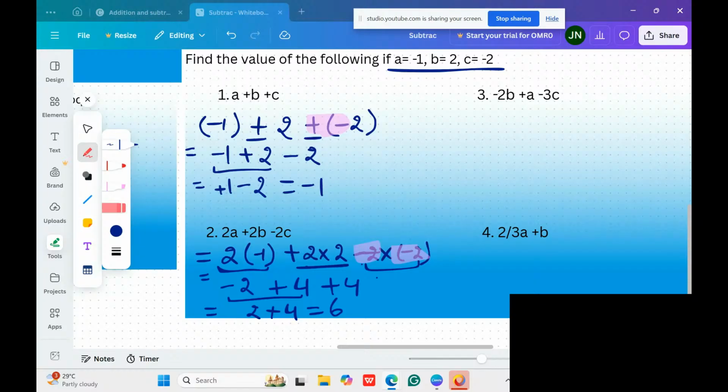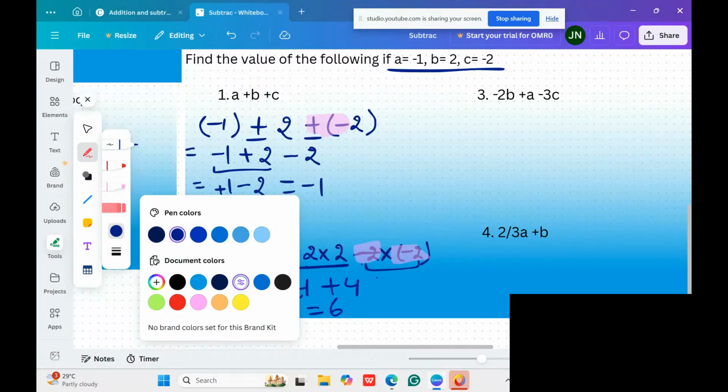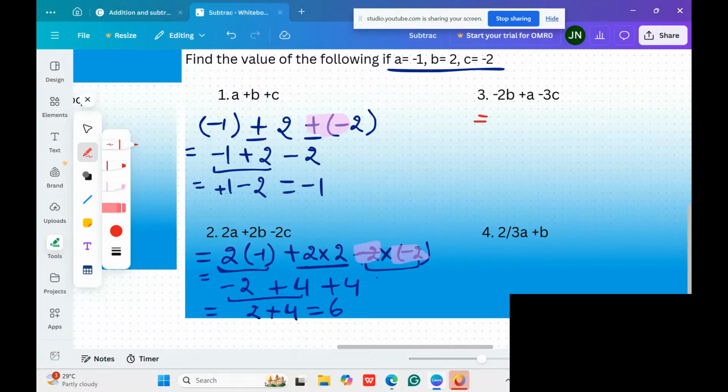Okay, I'm sure you must have started, so I'll also begin question number 3. So let's begin with substituting the values. So it is -2 times. Now be very careful. B is being given first, so we will substitute that. Plus A is -1. Then minus 3 times. Now C is -2.